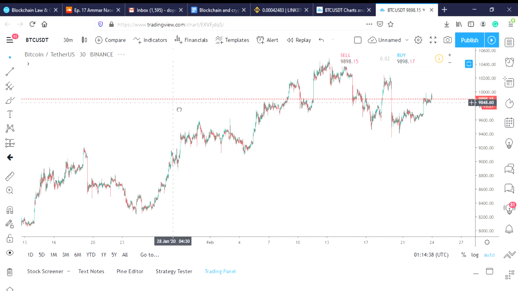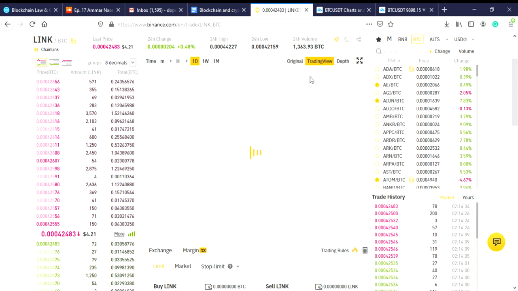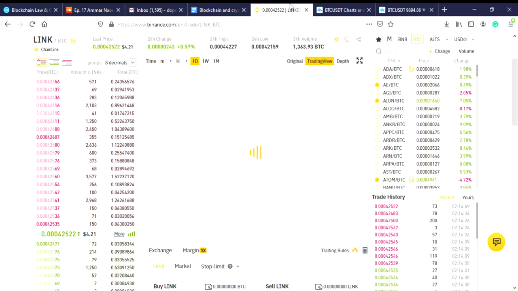So TradingView, yeah, for charting. You actually have the charts here on Binance, but personally I prefer looking at it on TradingView itself. I don't know what's wrong with the network.